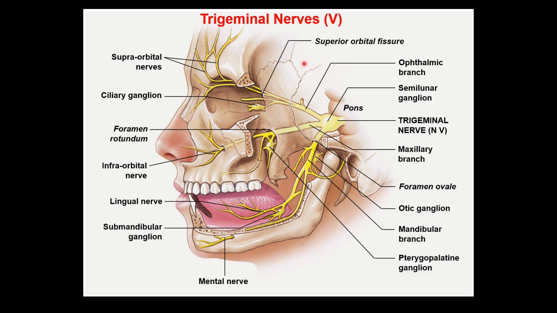And the third branch is called the mandibular branch. So this is the lower part of the face, and that is passing through the foramen ovale. So once again, this is the superior orbital fissure. The first branch passes the superior orbital fissure, the second branch passes the foramen rotundum, the third branch passes the foramen ovale.